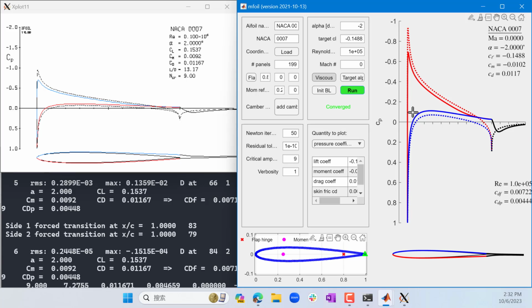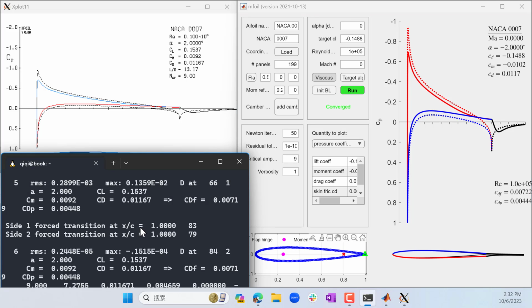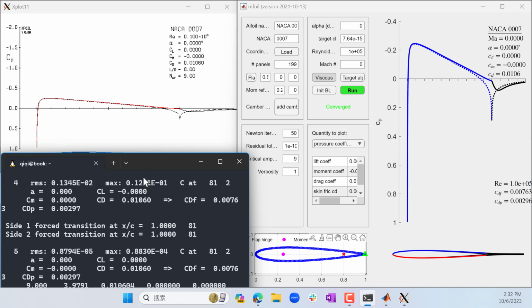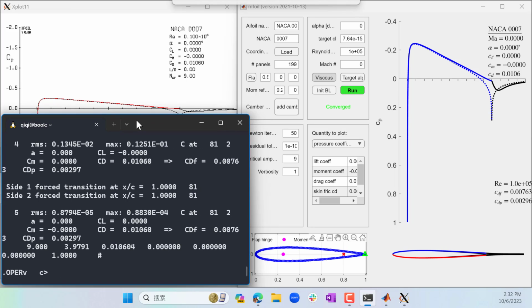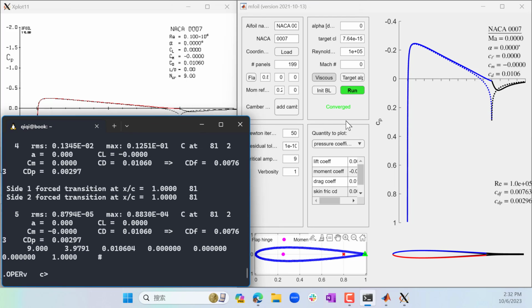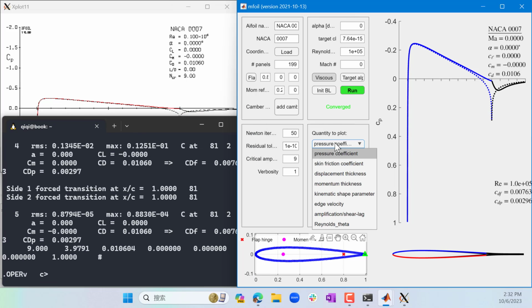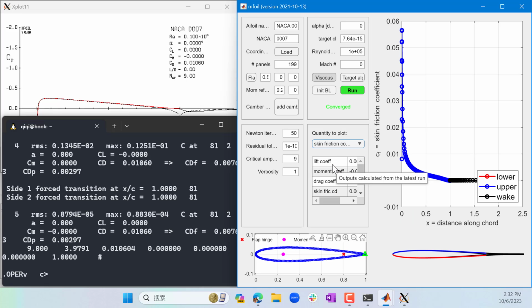All right. So now let's go back to 0 degrees, and I'm going to walk you through the other plots. So alpha 0, and the other plots you can select from here. So the default is pressure coefficients. That's what we have already been looking at. And the next one is skin friction coefficient.